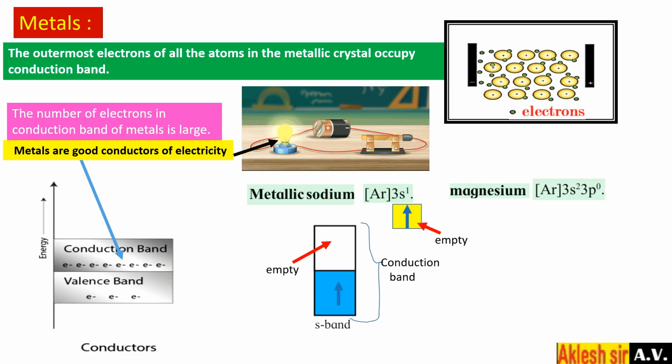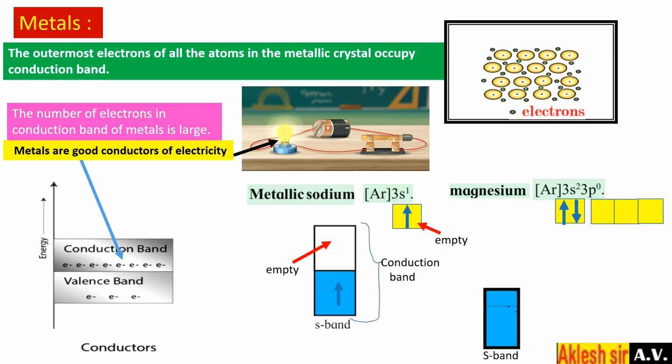So next example, magnesium. Magnesium has a 3s electron which is completely filled and the last 3p orbital is empty. So here 3s has 2 electrons and 3p is empty. Now this is the S band, the S band of 3s. Since it is completely filled, there is no empty space in the 3s orbital.